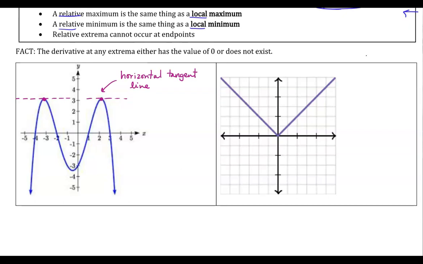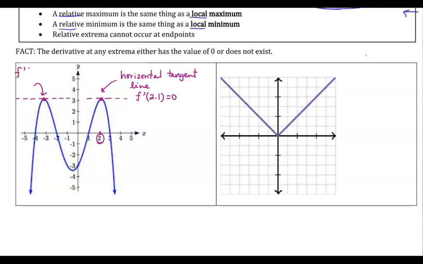So what that means is that the derivative is equal to 0 when x is equal to 2. The derivative, well, I think we said that was about 2.1. So the derivative is equal to 0 when x is equal to 2.1.